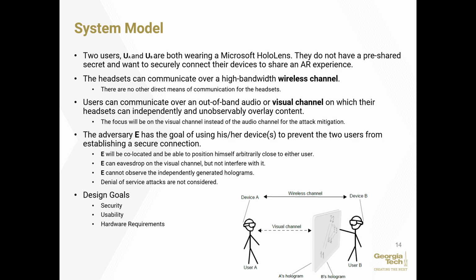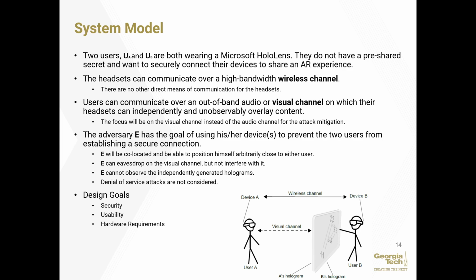The adversary, dubbed E, has the goal of using his or her devices to prevent the two users from establishing a secure connection. E can be co-located and be able to position himself or herself arbitrarily close to either user. E can eavesdrop on the visual channel but not interfere with it. This is because any intrusion on the visual channel would be detected as suspicious behavior by legitimate protocol participants. E cannot observe the independently generated holograms, and lastly, denial of service attacks are not considered. Notice down below there is a diagram depicting the two users in this situation.